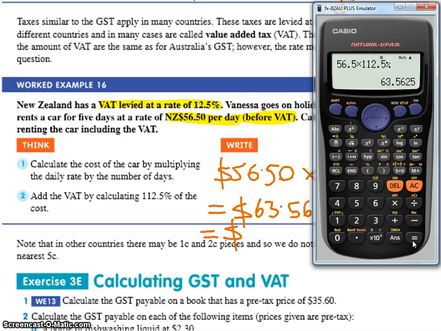See, now what I can do is if I hit all clear, I can press up and go back to what I did. And if I've got to repeat the calculation with different numbers or very similar, I can go back and I can edit it. Answer times 5. So that's our answer.